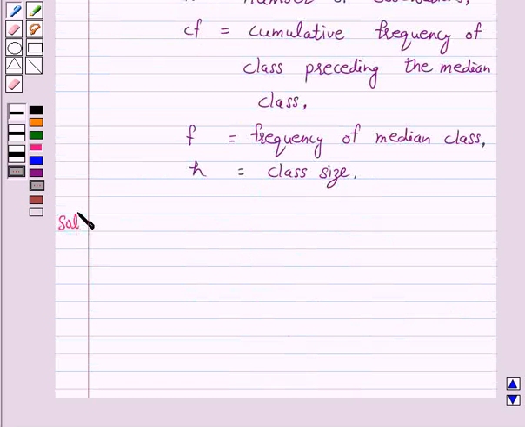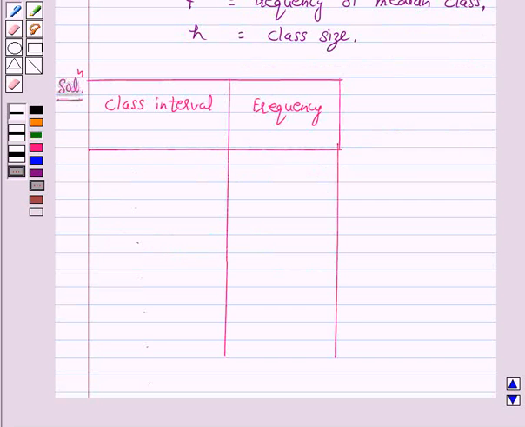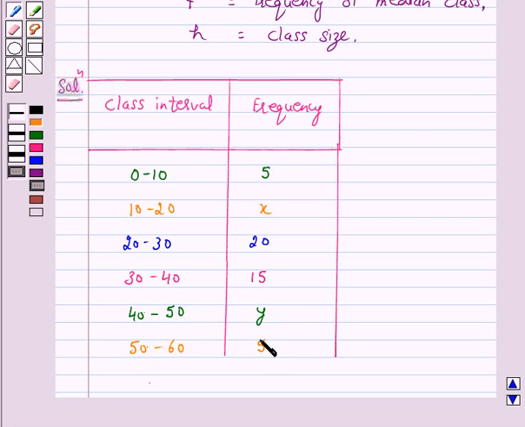Now we are given the class intervals and frequencies. For the class interval 0 to 10, the frequency is 5. For 10 to 20, it is x. For 20 to 30, it is 20. For 30 to 40, it is 15. For 40 to 50, it is y. And for 50 to 60, it is 5. And the total is 60.